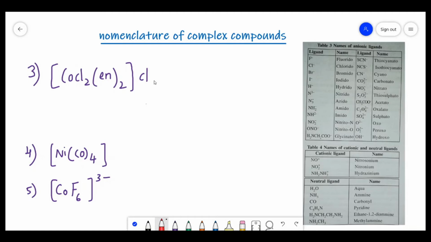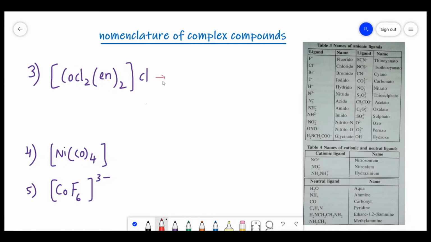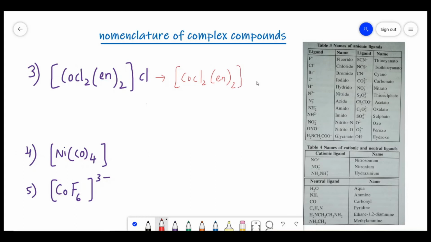Now let us see this example. In this there are 2 ligands. In the earlier examples we had only one ligand, but this is a complex with 2 ligands. Here also, the first thing we have to do is separate the complex. If you ionize this complex, we get Co, Cl2, en taken twice, and this en is a bidentate ligand, plus Cl minus, and here we get a plus charge. Now while writing the name of this complex, this is a cationic complex.